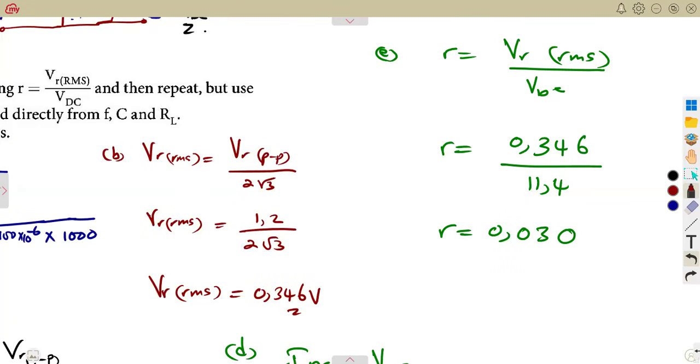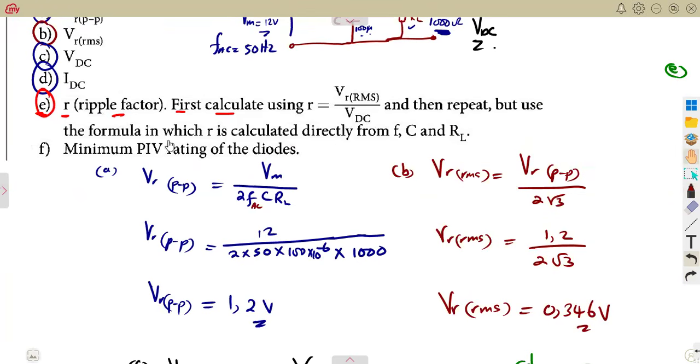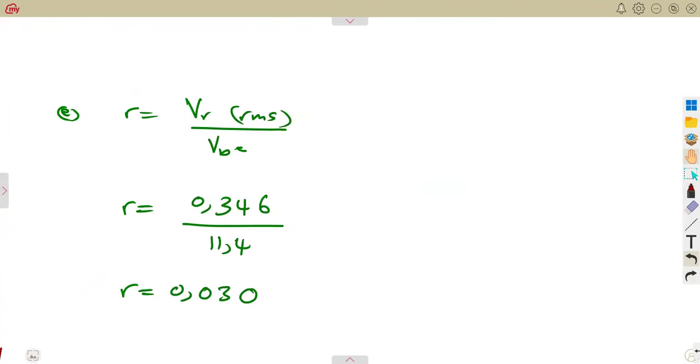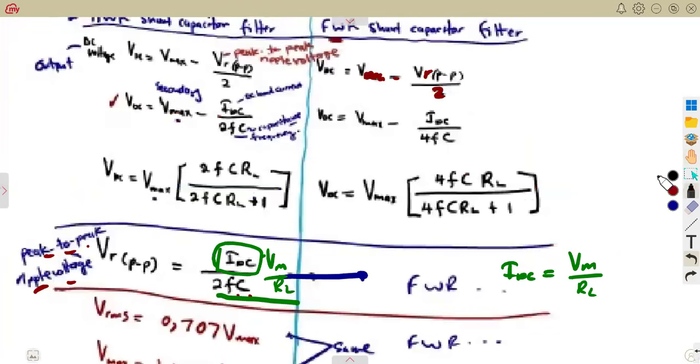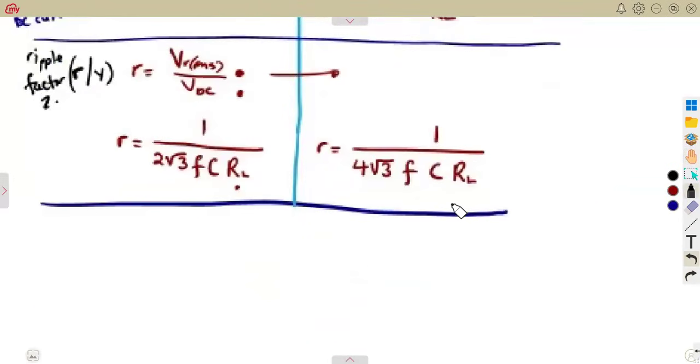But they're saying we can also calculate the same, then repeat, by use of the formula in which r is calculated directly from f, C, and RL. Which formula are we talking about? Remember, we also had this formula from our notes. The ripple factor can be calculated from the formula which consists of those frequencies. Remember, it's a full wave rectifier that we have, not a half wave. This one is for a half wave.